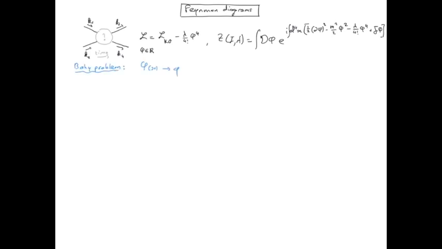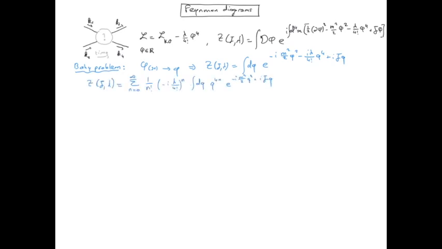In the baby problem, we replace the field, which is a function of space-time, by a single variable q. In this case, there is no integral over space-time anymore because we just have q. It's not a function of x, and therefore we don't have a derivative either, and so we are just left with the mass term, the interaction term, and the source term. And the idea is to try to solve this integral using perturbation theory, so for small lambda. So we will take a Taylor expansion of this integral in terms of lambda.